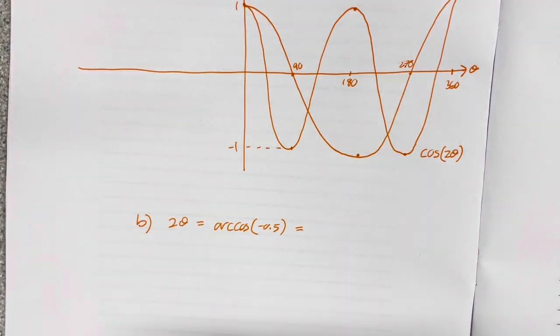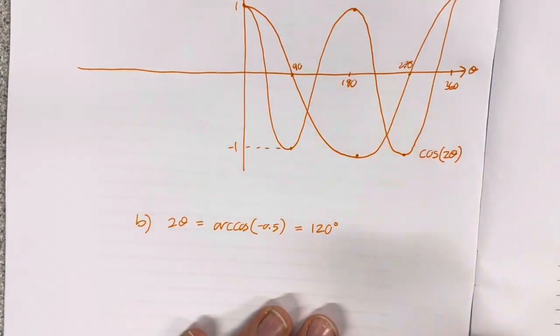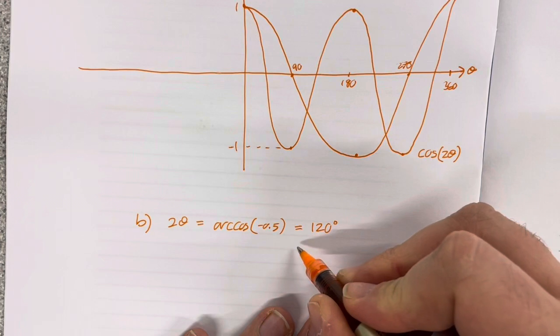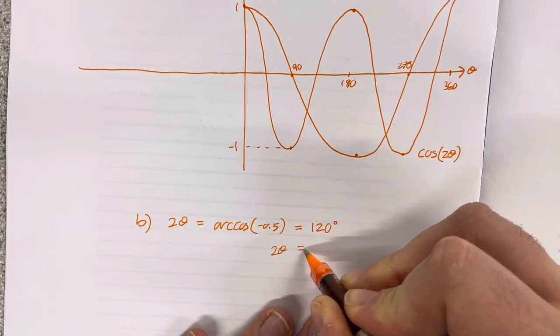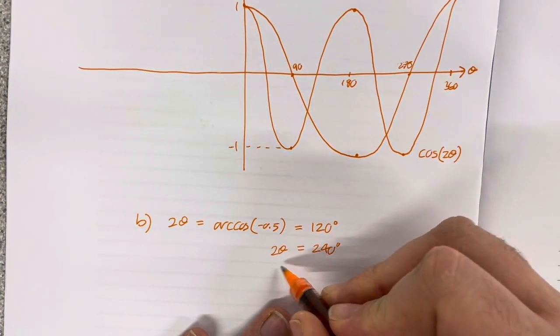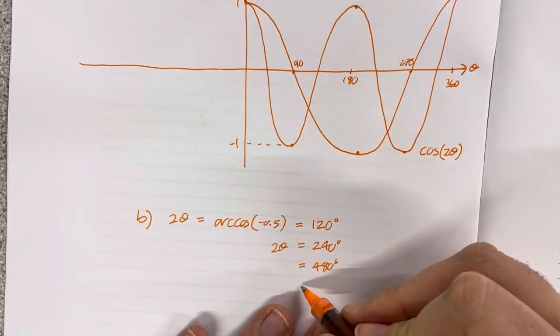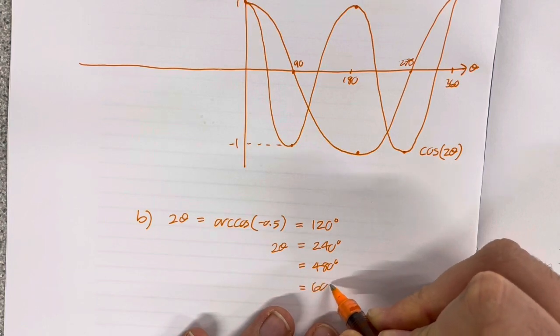you will get, use my calculator here. It's one of those ones I should know, but hey ho. Right, minus 0.5. Get 120 degrees. So if I do 360 minus that, I'll also get that 2 theta will be equal to 240 degrees. I also need to add 360 to each of those. So it could be 480 degrees, or it could be 600 degrees.